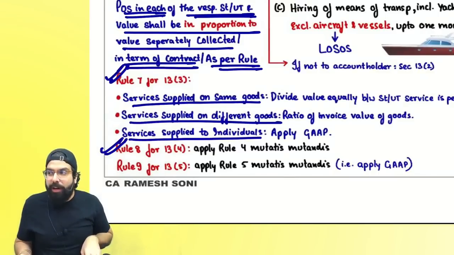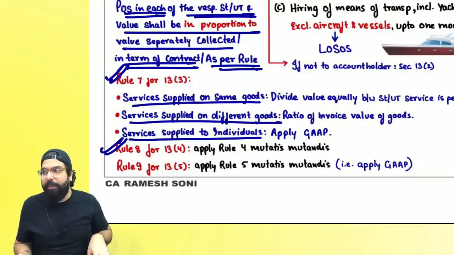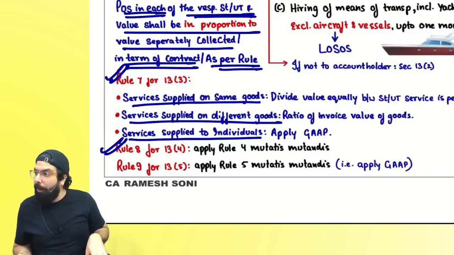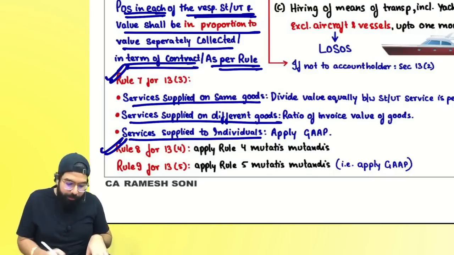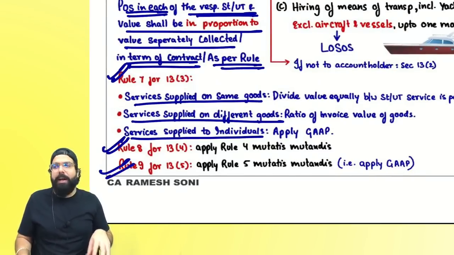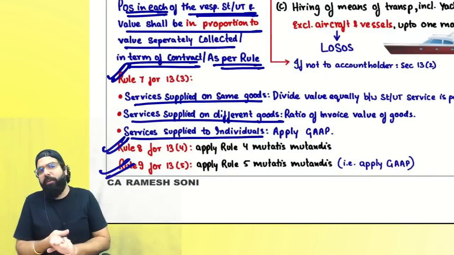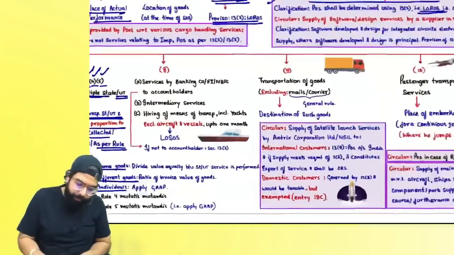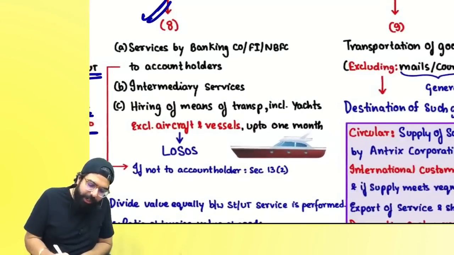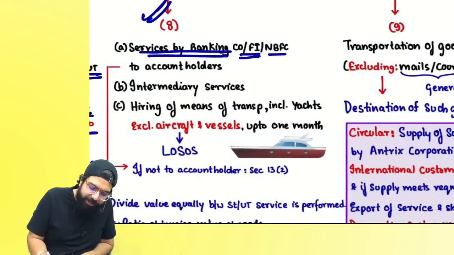Sir, if it is an organizing of event or admission related service and you have to do the apportionment, then how will you do it? You will have to apply rule number 9, and rule number 9 says please apply rule number 5. Rule number 5, which we had already learned for organizing of event, told you that you will have to apply the gap.